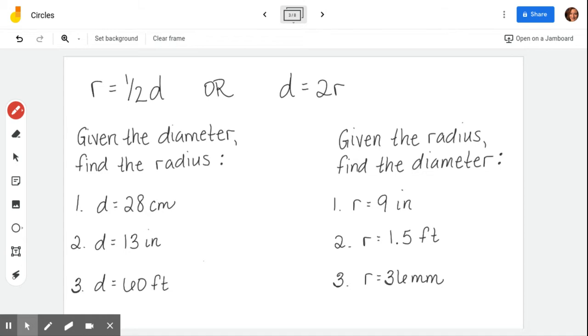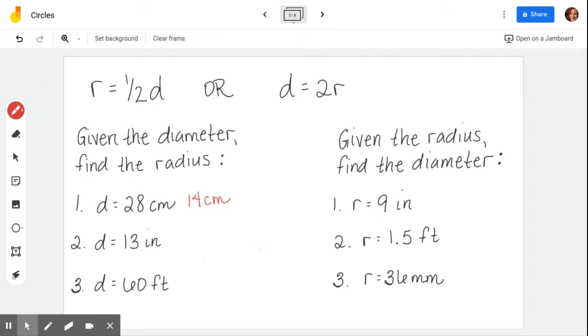For radius, if I know halfway across and I need to find the diameter all the way across, then I know I need to double it. If I know the diameter all the way across and I need to find the radius halfway across, then I would divide by 2. I would find half of it, right? So on these first 3 here, I'm given the diameter. I want to find the radius. On number 1, this means all the way across is 28. So the radius halfway across, half of 28, would be 14 centimeters. If all the way across for the diameter is 13, halfway across for the radius would be 6.5.